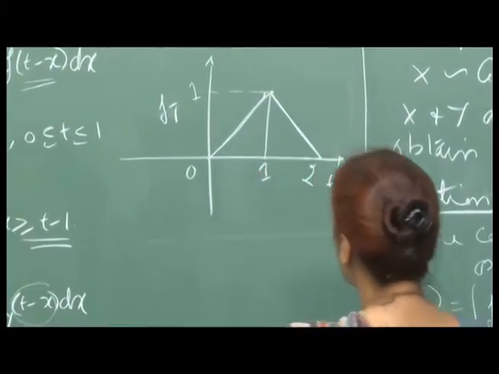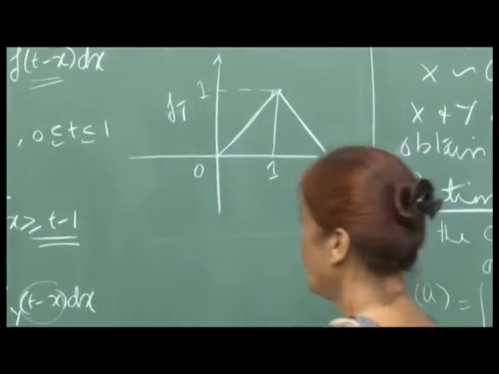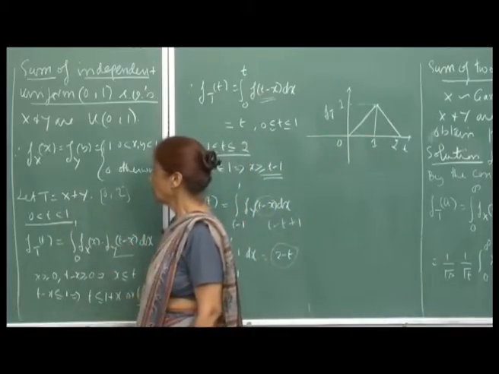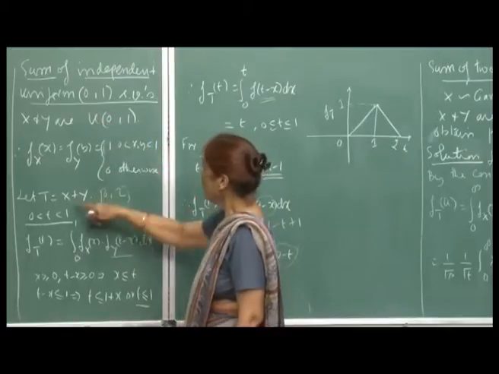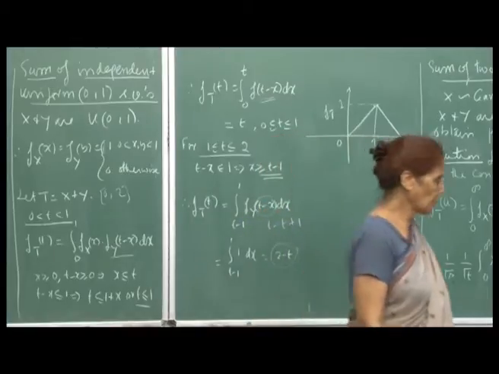the graph will be represented by this straight line. So, therefore, the sum of two uniform random variables, both independent and defined on 0 to 1, has a PDF that is a triangular distribution.